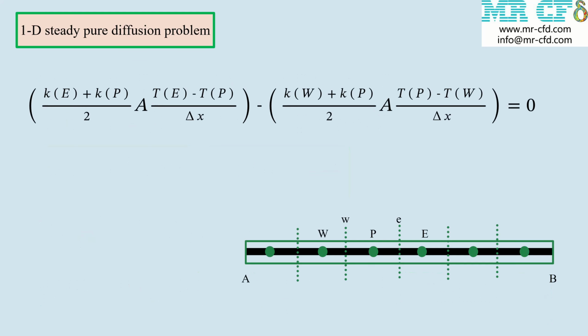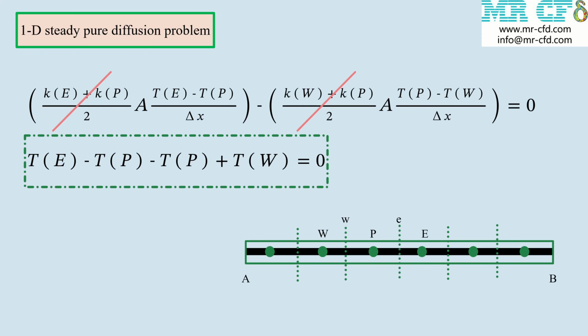Now, by assuming constant thermal diffusion, we can simplify this relation a little. So by considering the constant thermal diffusion value, K at the point E and P is equal. So Ke plus Kp divided by 2 is equal to K, and we can cancel the value of K in 2 terms. Also, the cross-section area can be canceled, and the delta X is also constant and can be canceled in 2 terms. So let's see what we found.